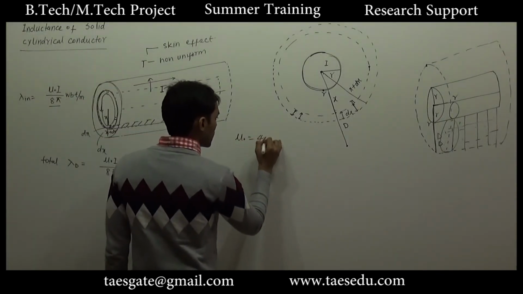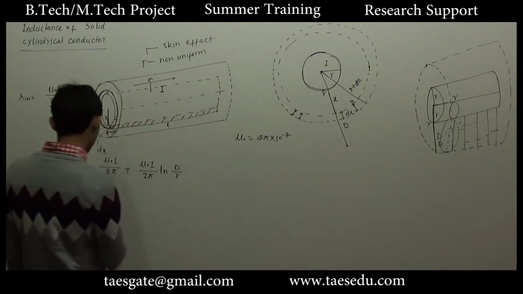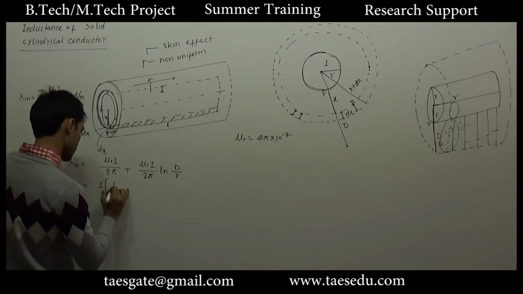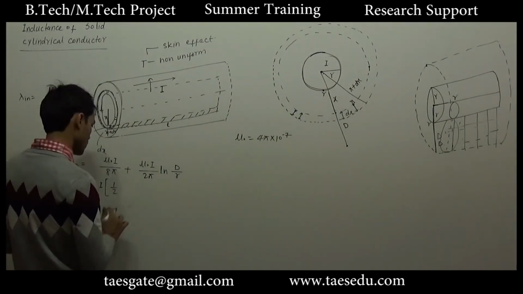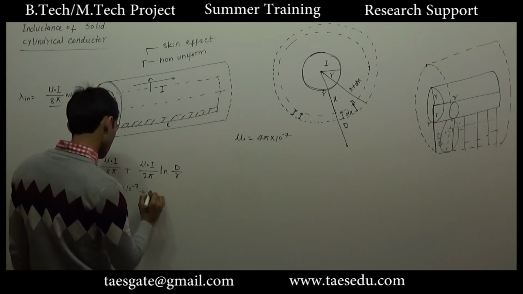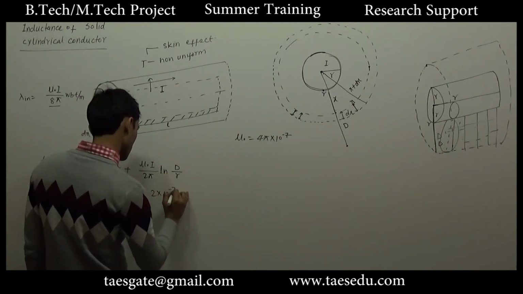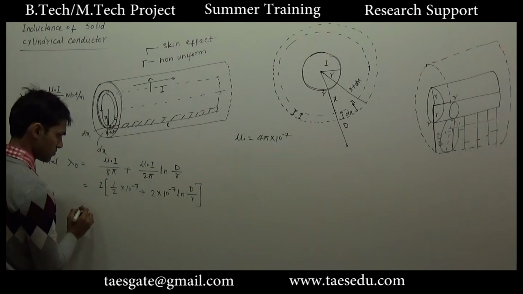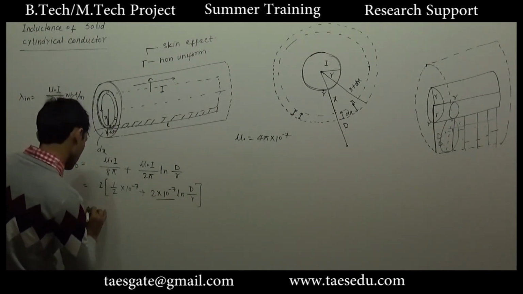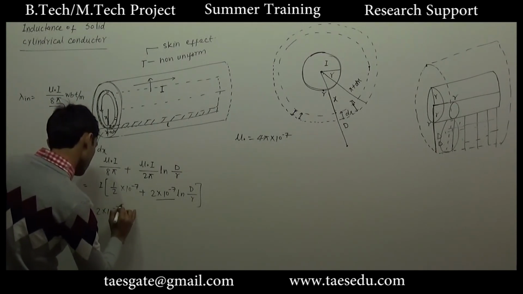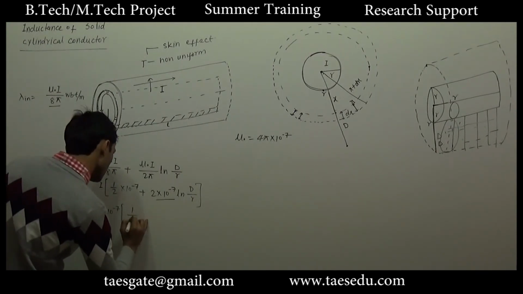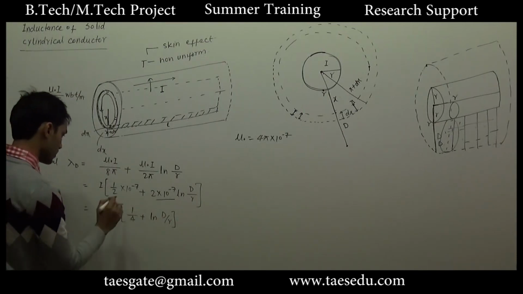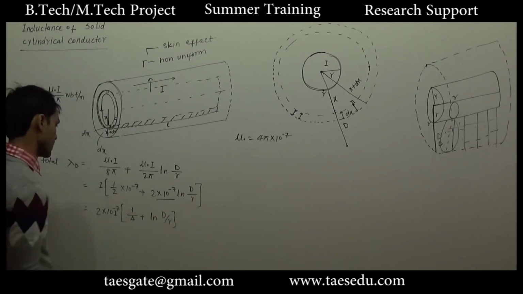Mu naught is nothing but 4 pi into 10 to power minus 7. So this will be I into 1 by 2 plus 1 by 2 into 10 to power minus 7 plus 2 into 10 to power minus 7 ln d by r. I am taking this part common, 2 into 10 to power minus 7. So here we will have 1 by 4 plus ln d by r, times 2 into 10 to power minus 7 into I.